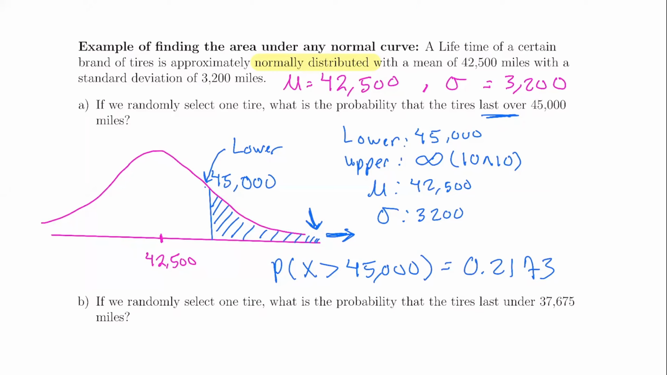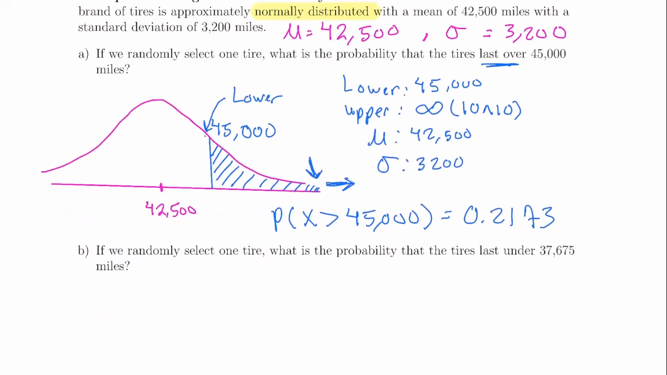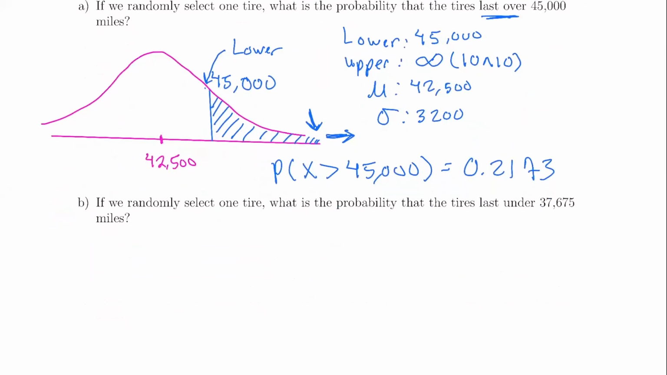All right, so that's it for A. So let's go ahead and do B. If you look at B, B says if we randomly select one tire, what is the probability that the tire lasts under 37,675 miles?